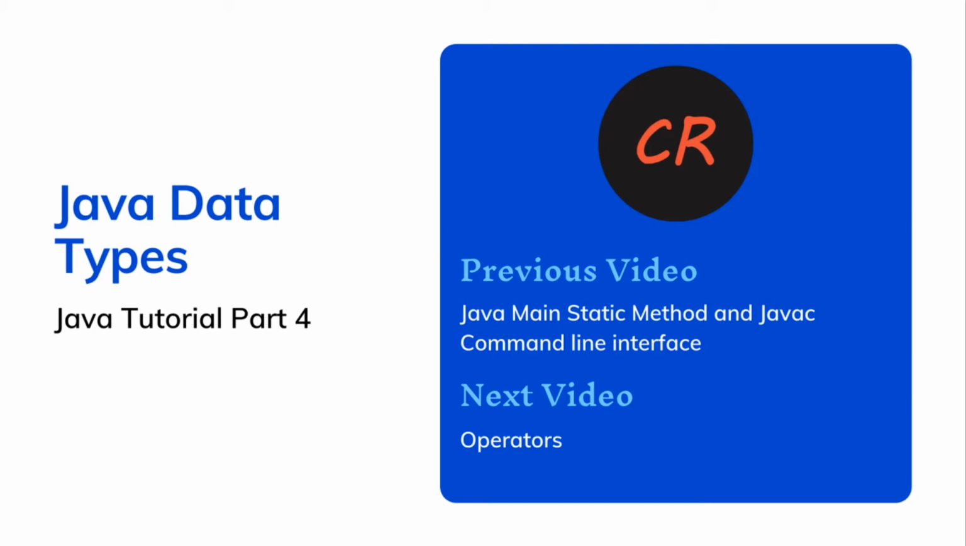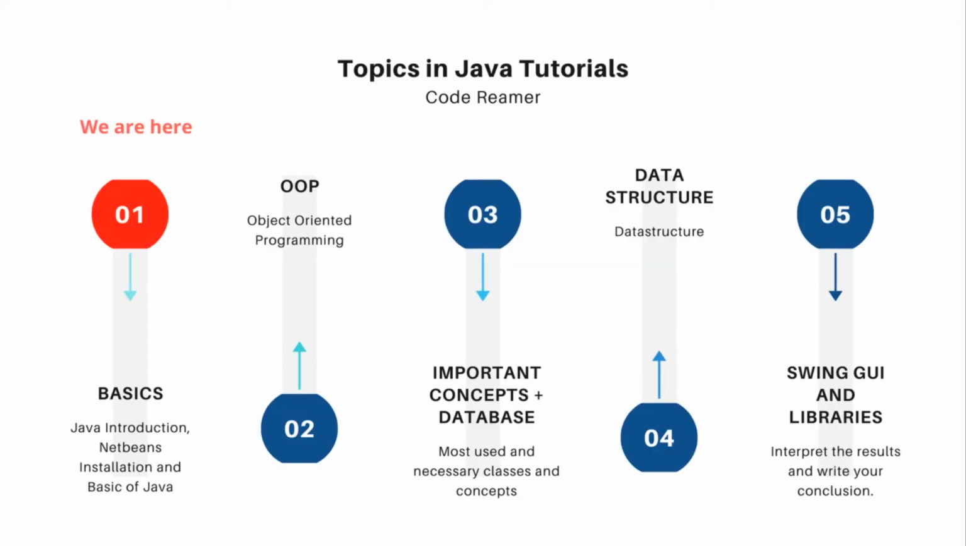If you have not watched our previous videos, they were about the Java main static method and the Java command line interface, running a Java program using the command line interface or CLI. So let's proceed. This is our progress so far: we are in the basic section and we are about to complete our fourth lecture.